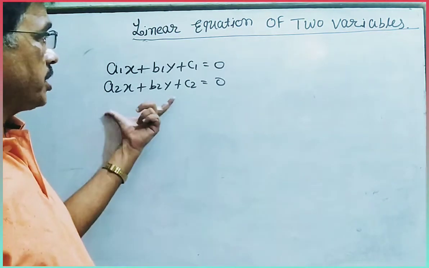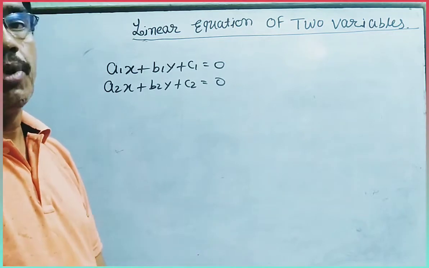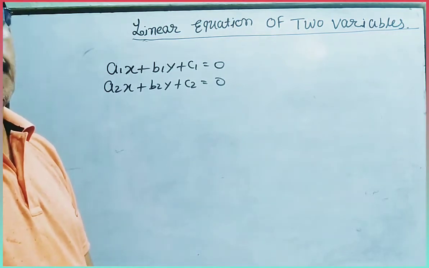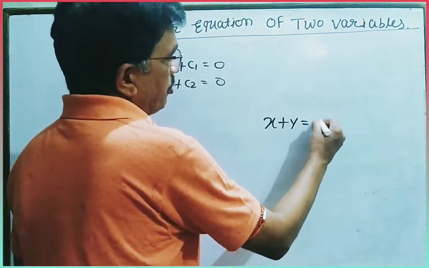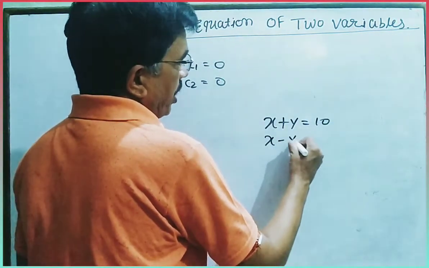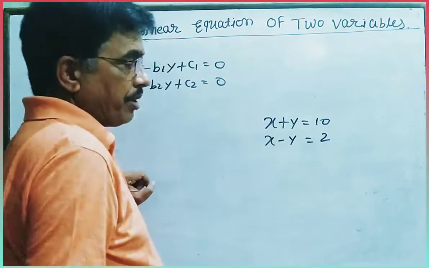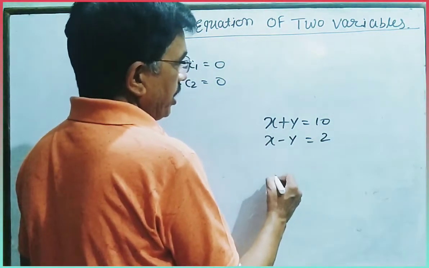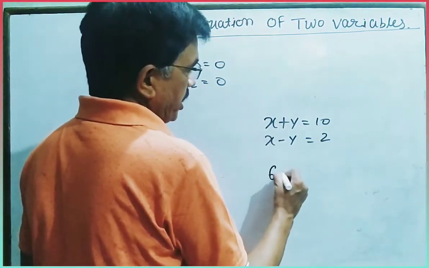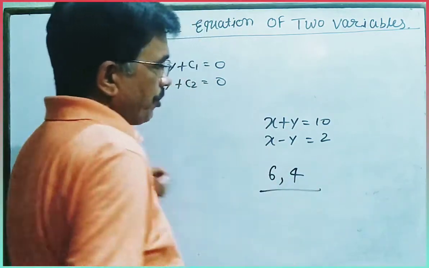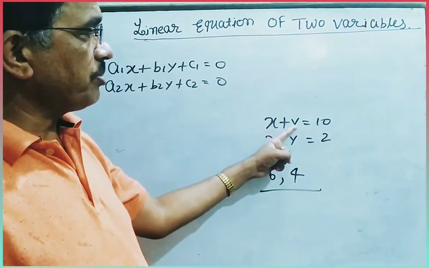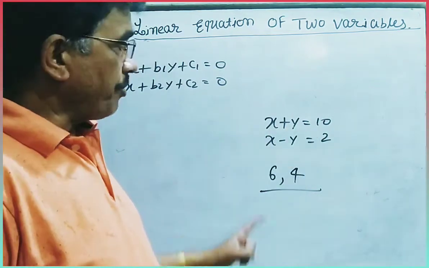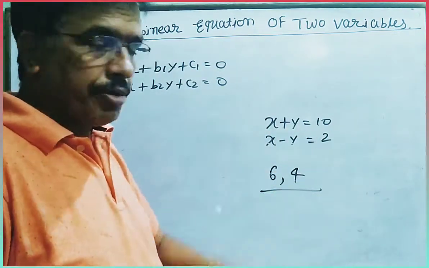And if this type of question is given, then it has only one solution, that is a unique solution. You write like x plus y is equal to 10 and x minus y is equal to 2. Then what is the value of x and y? Then x and y are only 6 and 4, no other than this. You put the values 6 and 4, then 6 plus 4 is equal to 10, and when you subtract 6 minus 4, then you get 2.